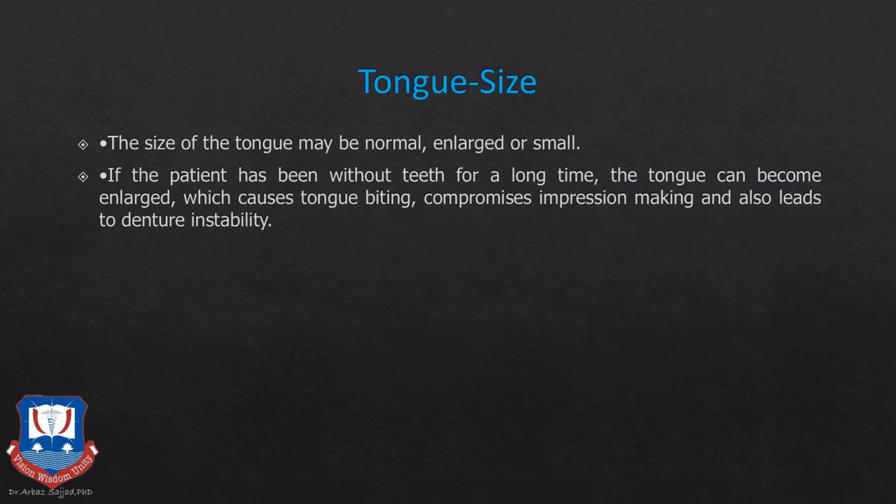Now, coming to the tongue size, usually the size of the tongue may be either normal, large, or small. When the patient has been edentulous for a long time, because there is nothing stopping it, the tongue is generally large or increases in size. So this creates problems during the procedures for denture construction, such as impression making, such as jaw relation, and it will also affect the stability of the denture.